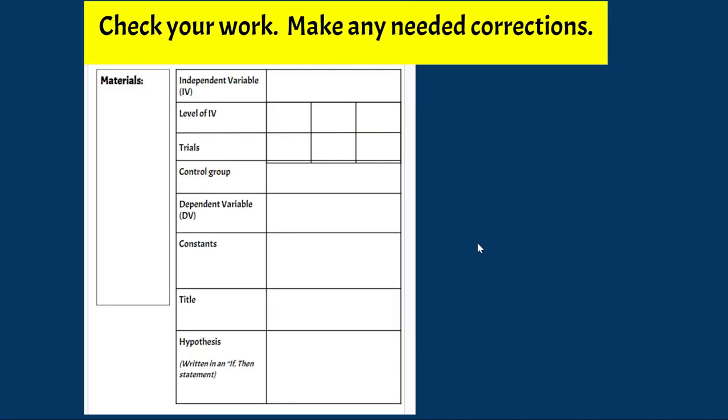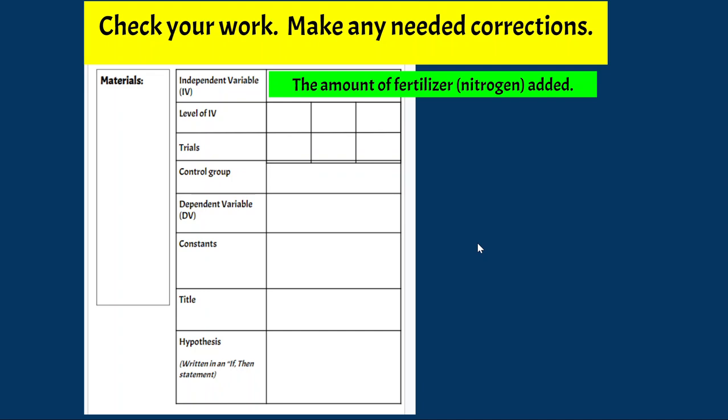Okay. The independent variable is the amount of fertilizer. We are measuring the nitrogen, and by that I mean we are changing the amount of nitrogen because we are changing the amount of fertilizer that's going in. The levels that we're going to use are 0 milliliters in one jar, 6 milliliters in another jar, and 18 milliliters in the third jar.